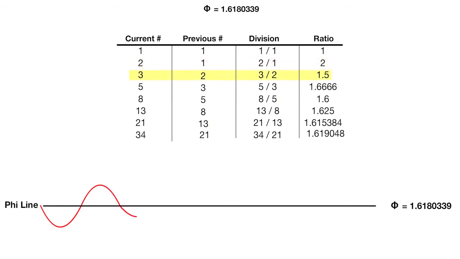3 into 2 is 1.5, which is under, but closer still. 5 into 3 is 1.666. This time it's over, but even closer. Continuing with that, it's 1.6, and then 1.625, 1.615384, 1.619048, and so on. It continually oscillates over and under the Phi ratio, never quite making it there, but continuing on closer and closer every time, until eventually you can't even tell the difference. Because Phi is an infinite number, this sequence will go on forever.